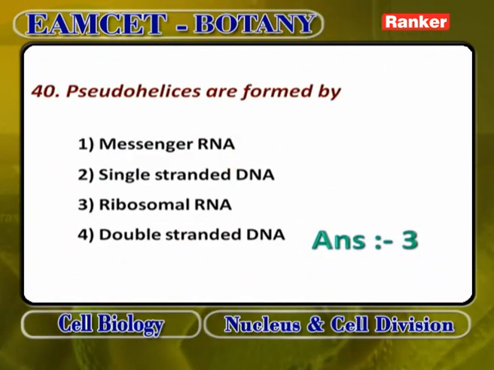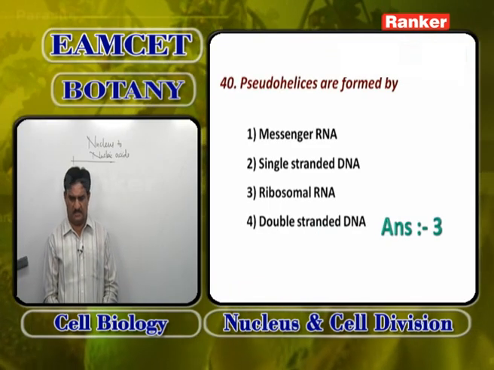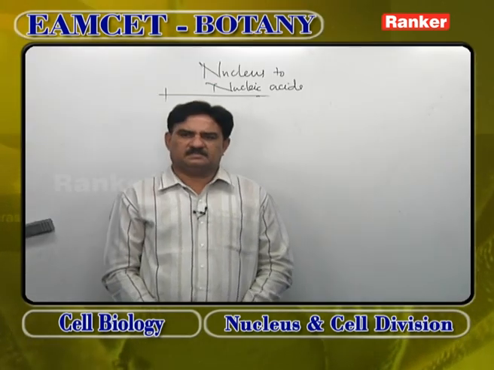Pseudohelices are formed by which? DNA forms perfect helices. Messenger RNA is single stranded, cannot form helices. Single stranded DNA absolutely cannot form helices, but ribosomal RNA forms pseudohelices. So pseudohelices are clearly formed by ribosomal RNA. So these are some of the questions in nucleus, nucleic acids and chromosomes. Now, we discuss cell division.